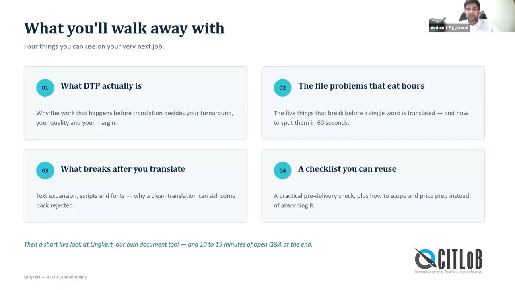First, what DTP actually is. Second, what happens after you translate that decides your turnaround and your margin. Third, what breaks after you translate, because a perfect translation can still come back rejected. And fourth, a checklist you can screenshot and reuse for your future jobs. Please do put the questions in the chat as they come.